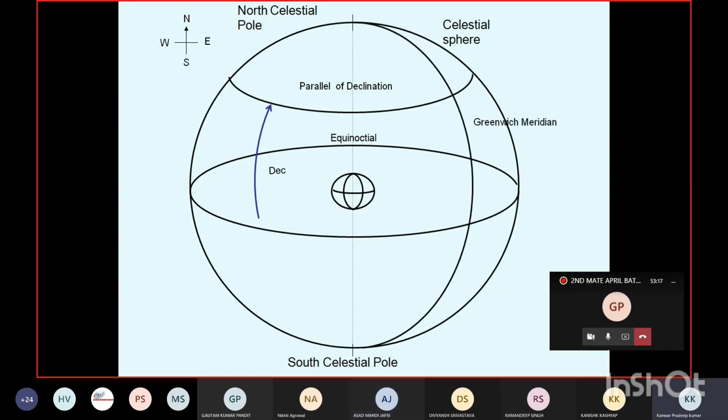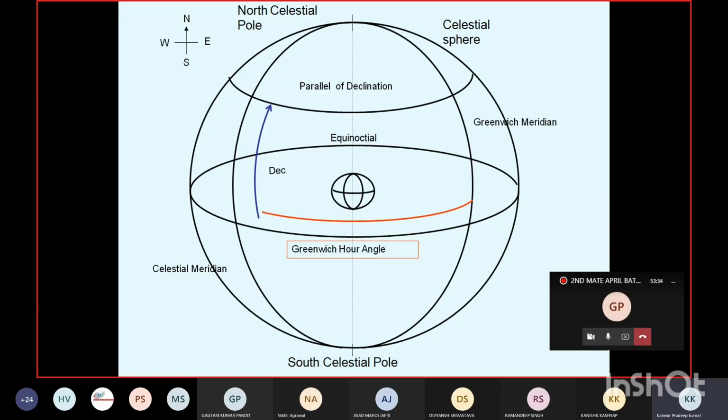So we have a reference point, the Greenwich meridian. Projection of the Greenwich meridian onto the celestial pole. Another celestial meridian passing through the body, a star which is not shown, it will come up in a minute. So Greenwich hour angle, GHA star, is the arc of the equinoctial, or the angle at the pole, between the meridian of Greenwich and the meridian passing through the body.